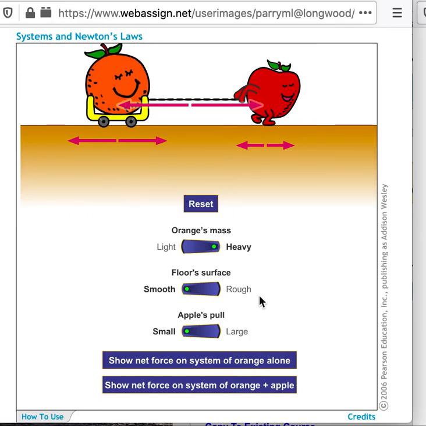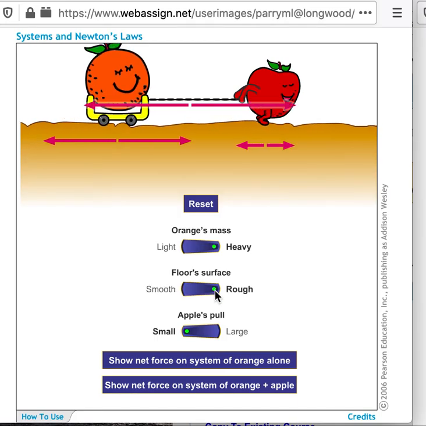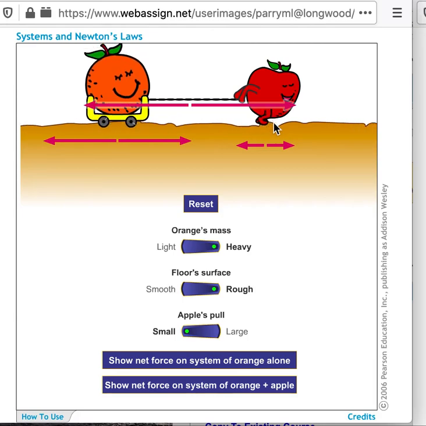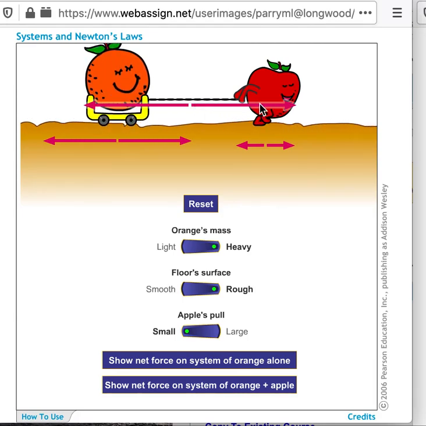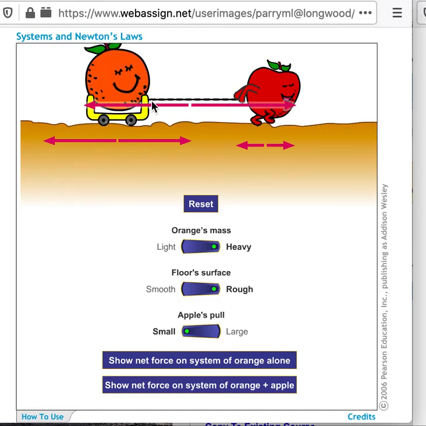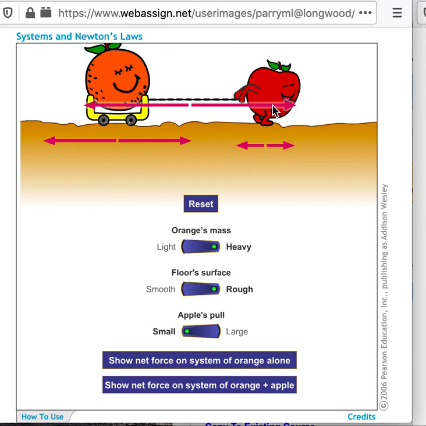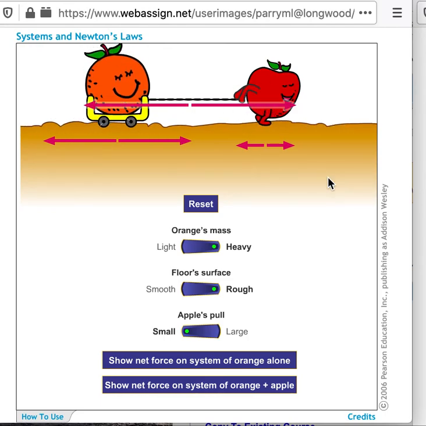So let's go ahead and do that while we still have it set up this way. So if I hit rough, the apple's feet are still moving the same way, but the force that the apple is exerting on the orange has again increased. So the motion is still the same in terms of how they're moving, but the apple has to exert a greater force.